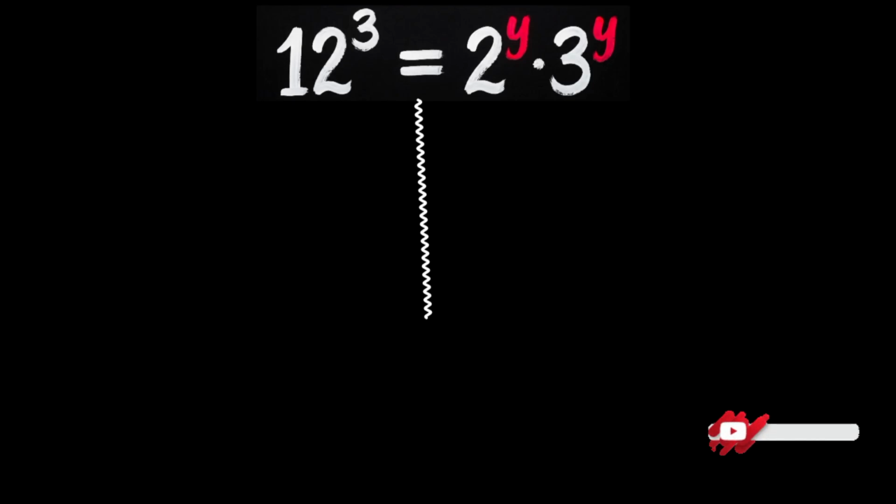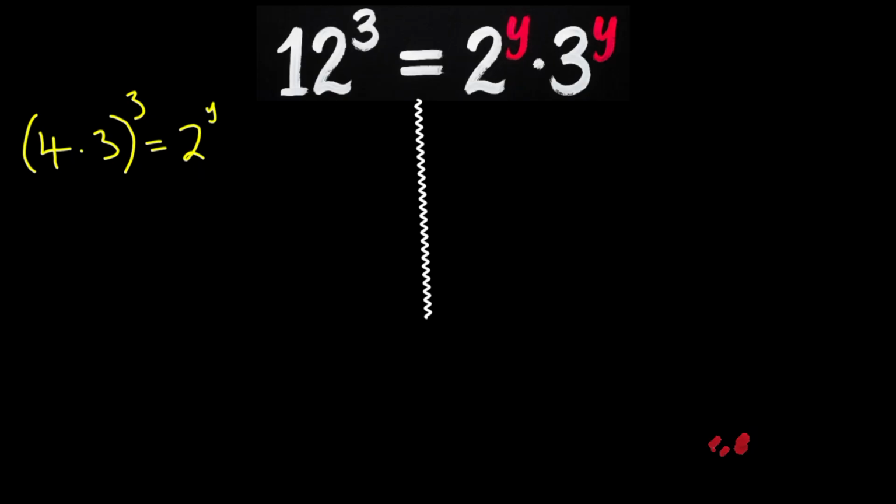We can solve this problem easily by first expanding 12. We can write 12 as 4 times 3. That gives us 12 raised to the power 3, and that equals (2 to the power of y times 3) all to the power of y.